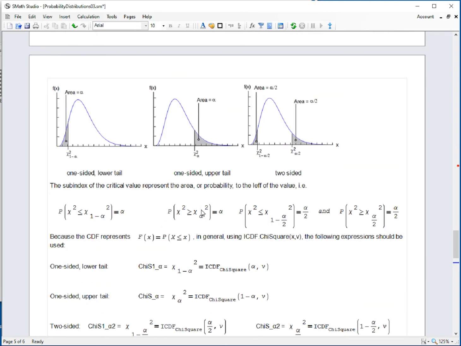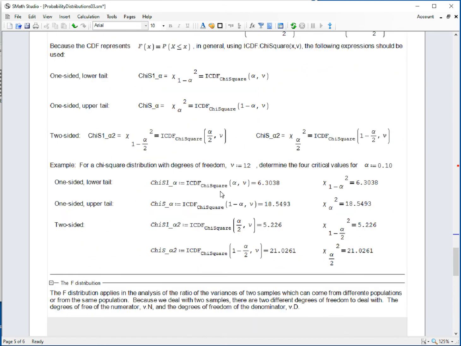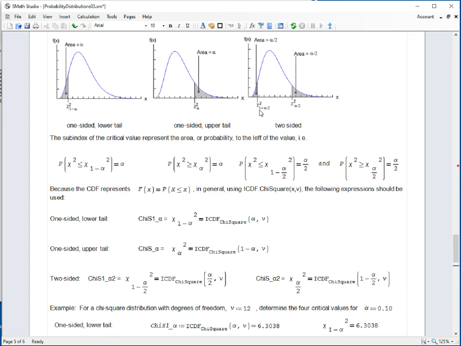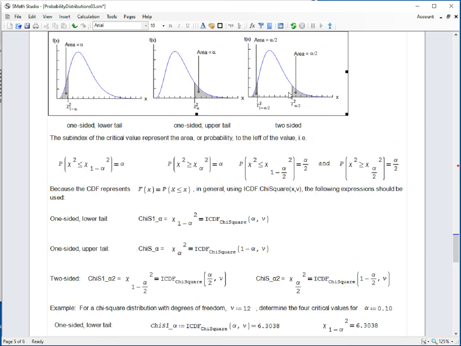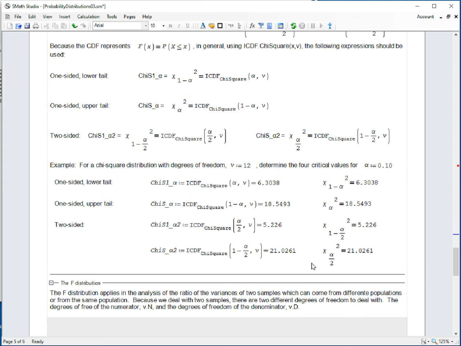Chi-square sub alpha would be this value for alpha equal 0.10. Chi-square 1 minus alpha over 2 will be the left value here. And chi-square sub alpha over 2 will be this one right here. And so I'm getting those four particular values for this case.